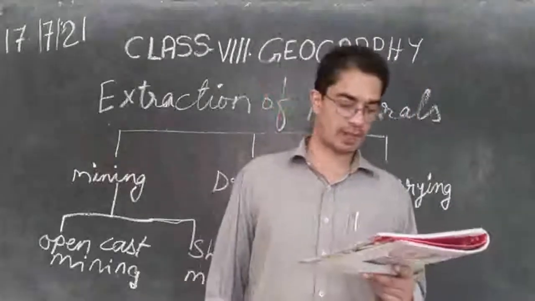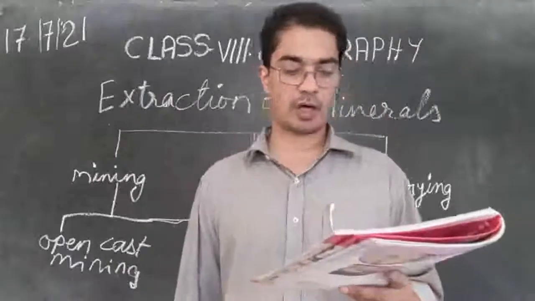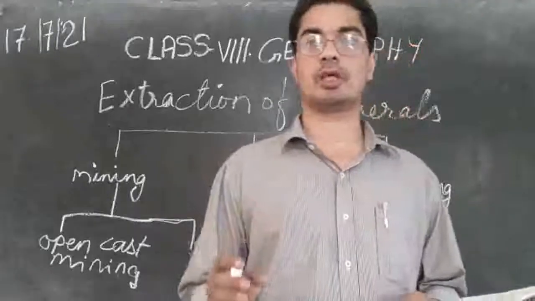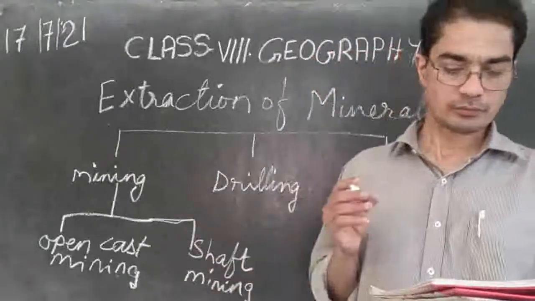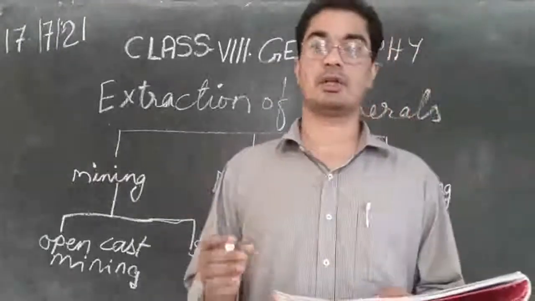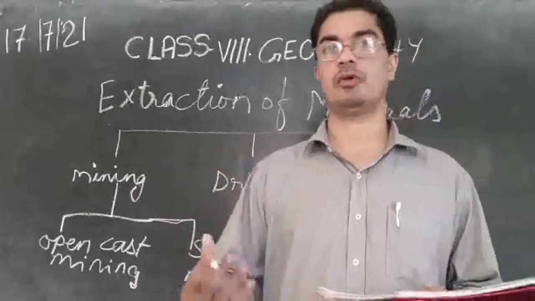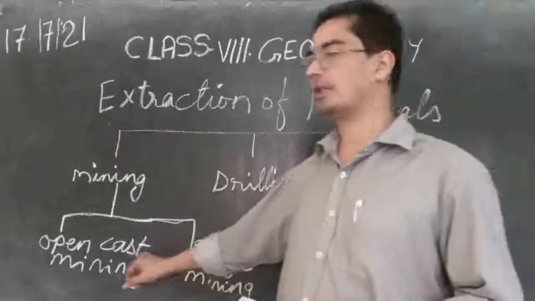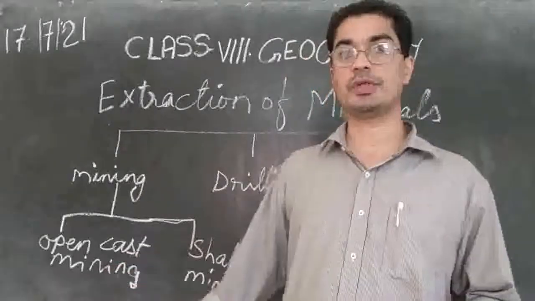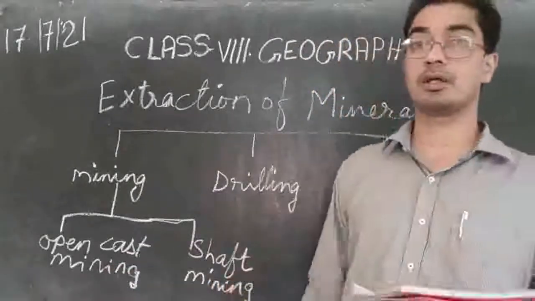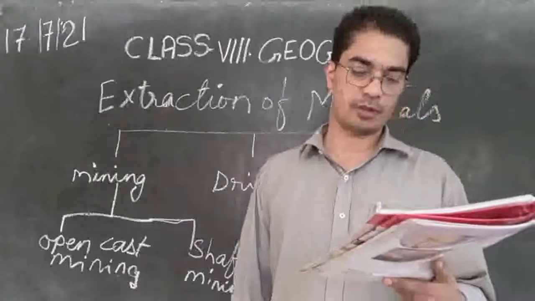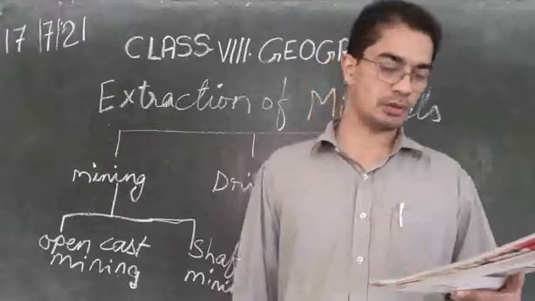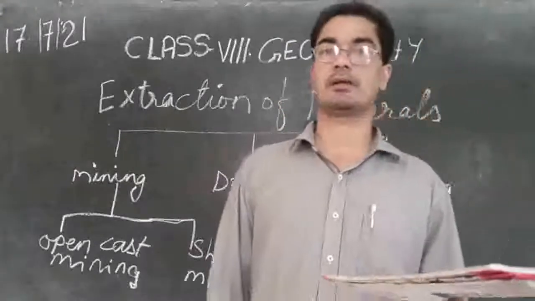Then petroleum and natural gas occur far below the earth's surface. Some of the minerals like petroleum and natural gas are very deep down under the earth. So with open cast mining we cannot take them out. We need shaft mining in order to take them out, or deep wells are bored to take them out, and this is called drilling.